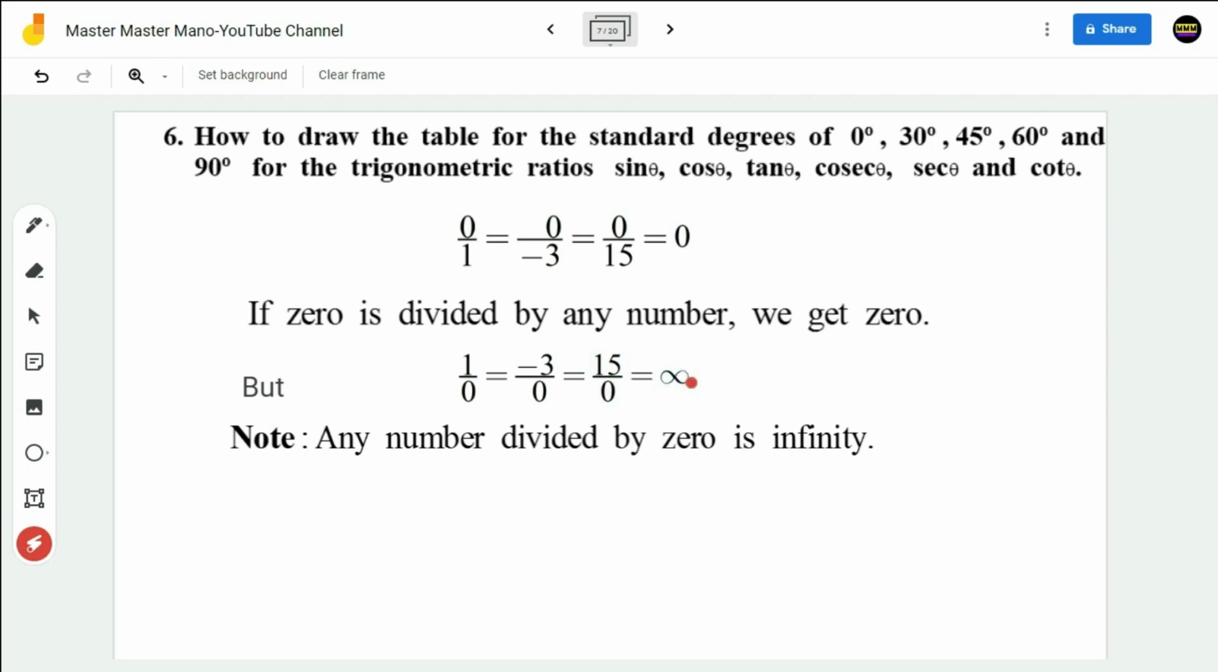Thus we have to learn the difference. If 0 is divided by any number we will get 0. If any number is divided by 0 we will get infinity.